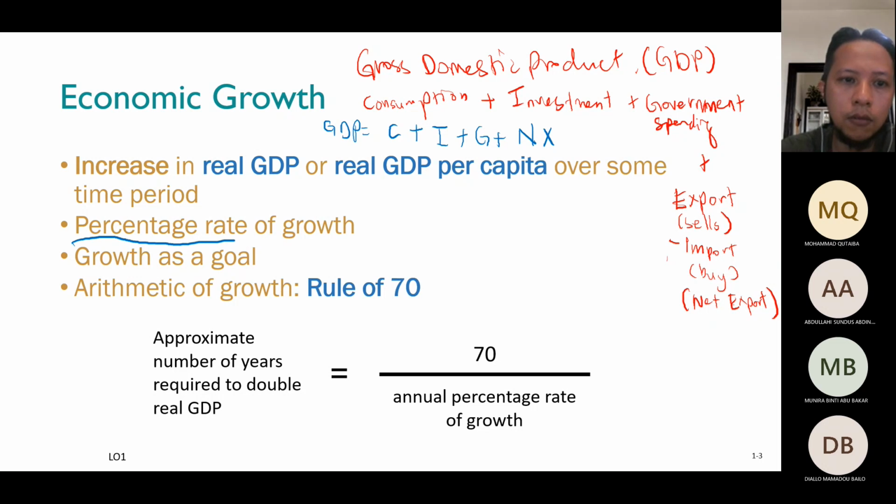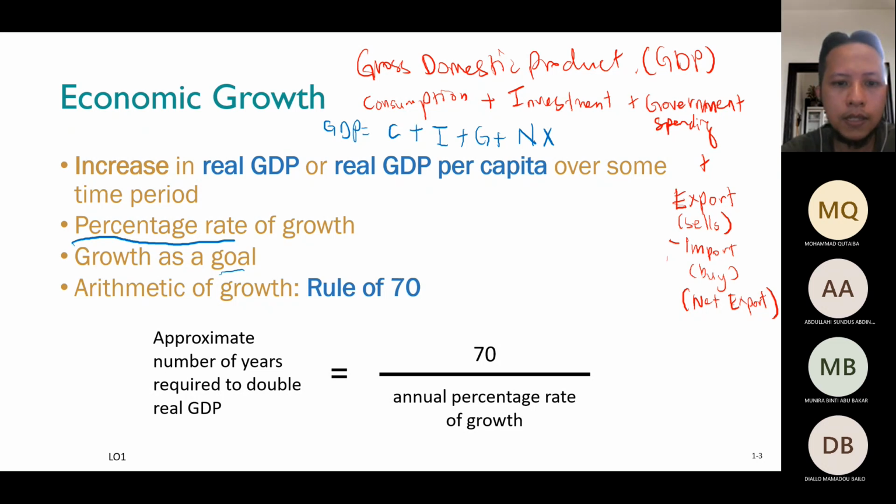Usually we will be quoted figures. For example, they will say GDP increased by 5%, by 2%, by 10%, instead of GDP increased by 1 billion or 2 billion. We do not look at the dollar figures, but at the percentage. And basically, growth is a main goal of any country. Any country would want to see their figures grow every year.